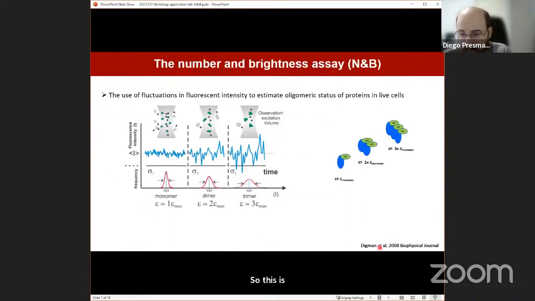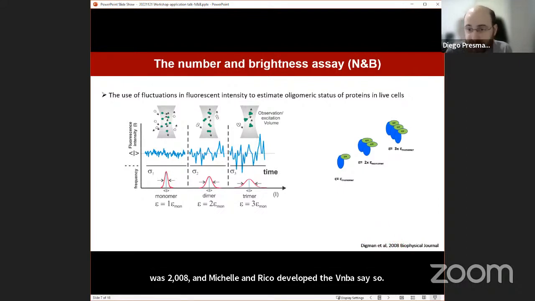So it was 2008, and Michelle and Enrico developed the N&B assay. And so we started working on this, trying to figure out whether we can test GR oligomerization in live cells with this beautiful technique. I'm not going to go into all the details of the technique, as you have heard it well enough earlier today. I'm just going to say that this technique uses the information on the fluctuations of intensity to estimate the oligomeric state of proteins.